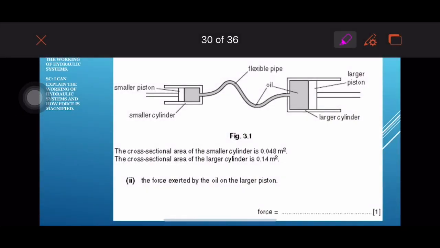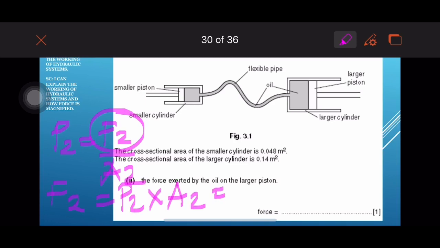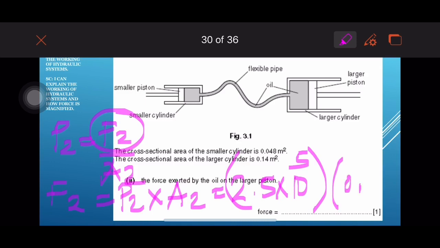Okay, we know that P2 is equal to F2 by A2. But we are requiring F2, so F2 is equal to P2 times A2. So P2 is, we already know, 2.5 times 10 to the power of 5, times A2, which is 0.14 meter squared. So you just multiply that times 0.14 meters squared.